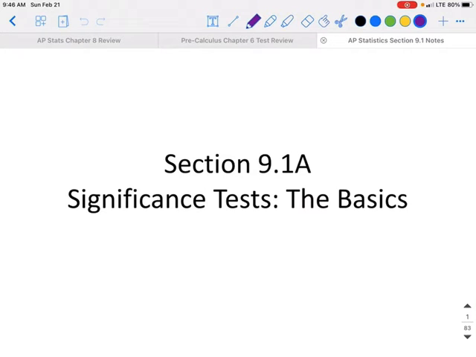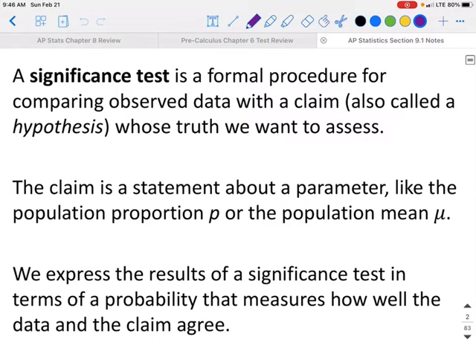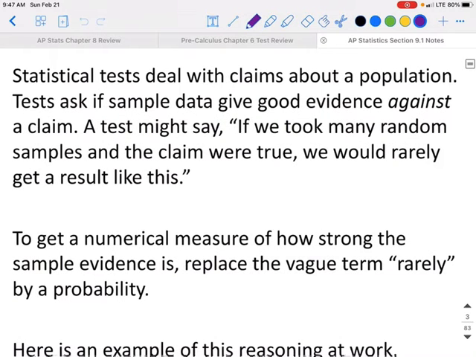This is section 9.1, part A, significance test, the basics. A significance test is a formal procedure for comparing observed data with a claim, also called a hypothesis, whose truth we want to assess. The claim is a statement about a parameter, like the population proportion p or the population mean mu. We express the results of a significance test in terms of a probability that measures how well the data and the claim agree.